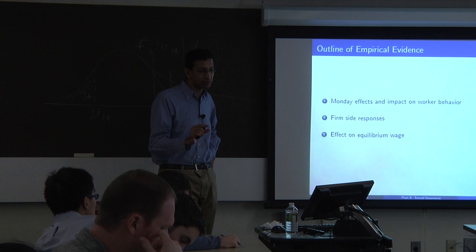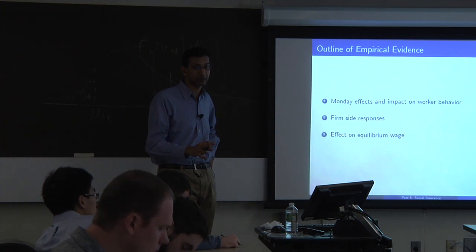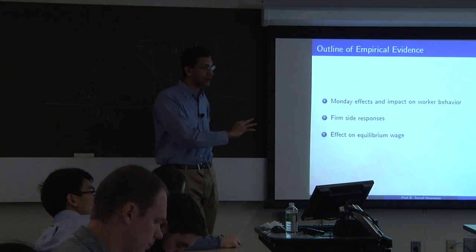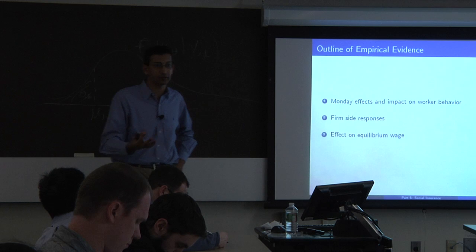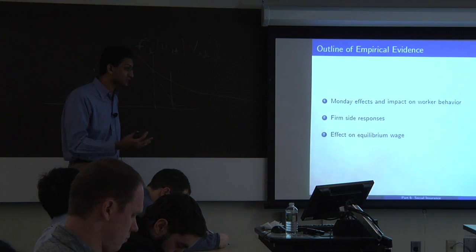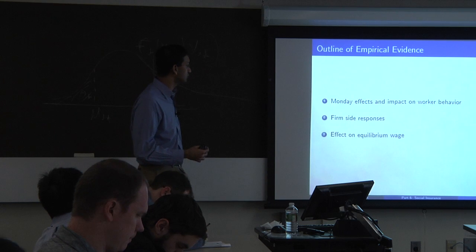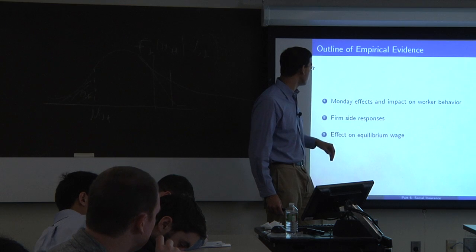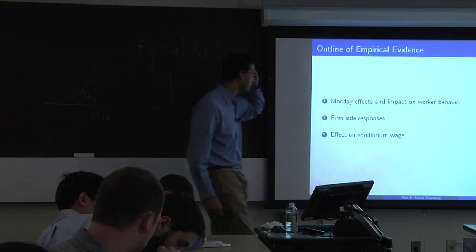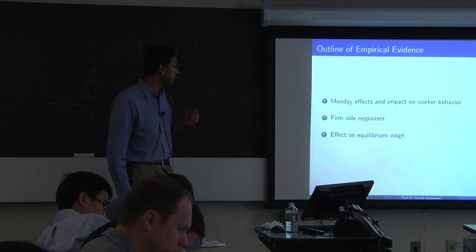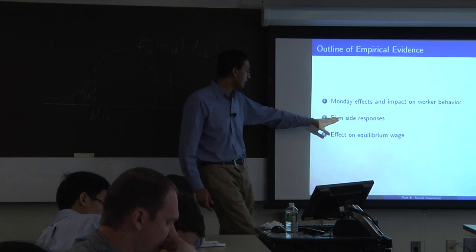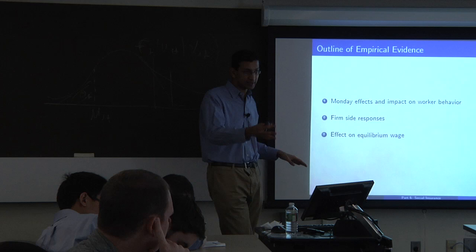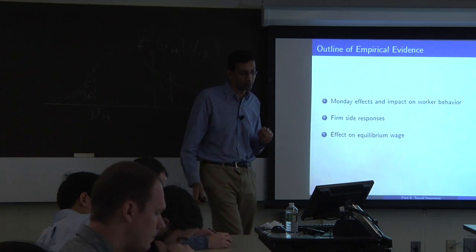Okay, so I'm going to show you three sets of empirical evidence, most of which are on the distortion side of the program because we have very little to say empirically on the benefits of the program. It's one of the weaknesses of the literature to date. So the first thing I'm going to show you is some work on what's called Monday effects and impacts of the program on worker behavior. Then we'll talk a little bit about firm-side responses, and then we'll talk about the fact that it's a mandated benefit and what that does to equilibrium wages.